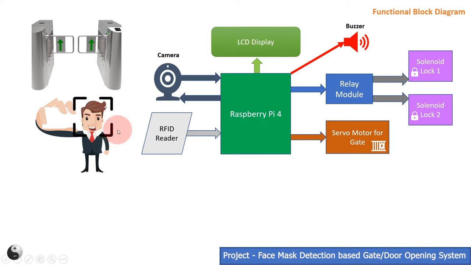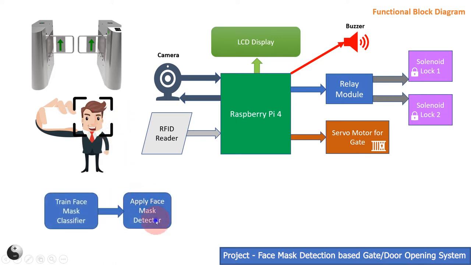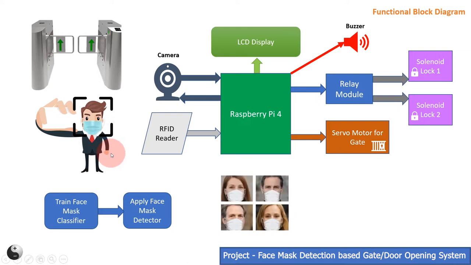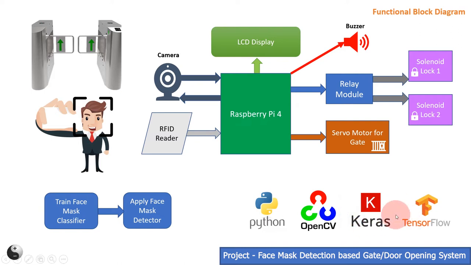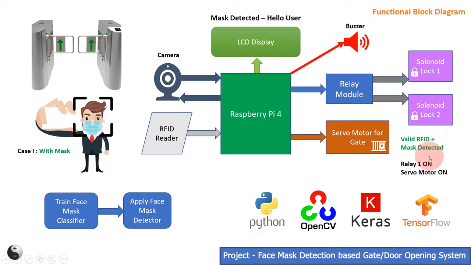Here comes the image processing and computer vision part, where we have implemented two phases, training and deployment. As a prerequisite, we need to first train the system to differentiate faces as with mask and without mask. We have used Python, computer vision, and deep learning to carry out these procedures. We will discuss this part in more detail in coming sessions. Here, the Raspberry Pi will apply this face mask detector. Now suppose the user wears the face mask properly, then the system detects it and shows its status on the LCD screen. Subsequently, it turns on relay 2, the second level lock, and moves the servo motor to open the gate.